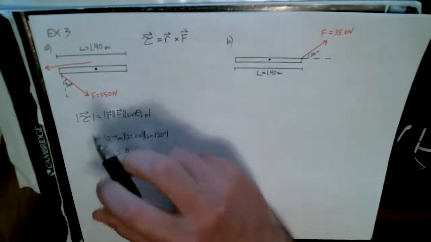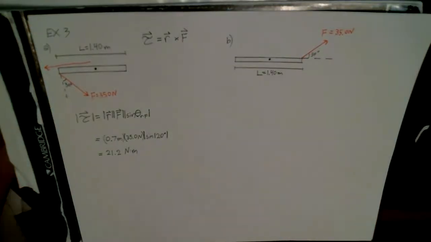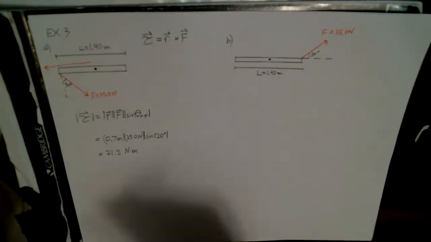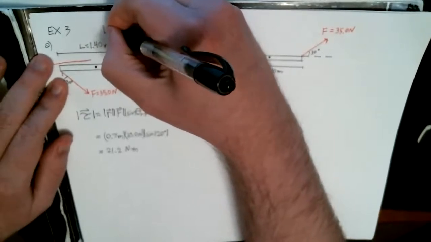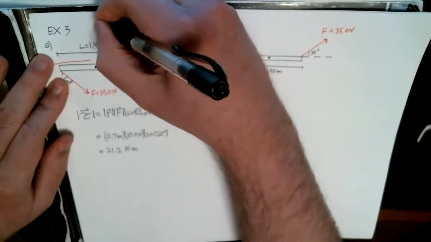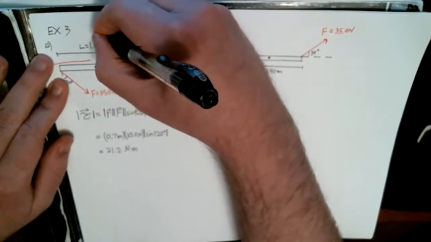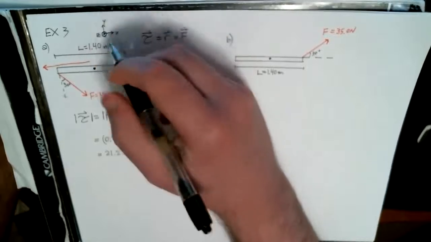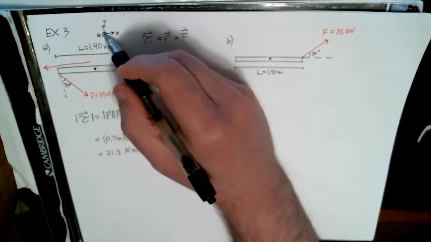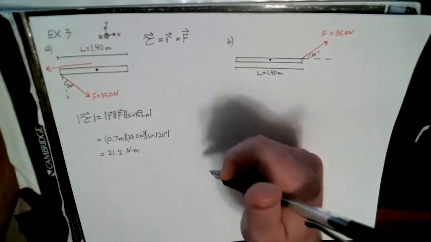Now that we've got the magnitude, we assign the direction using the right-hand rule. I should put my coordinate axis on here for one thing. I'll call to the right x, up y, and that means my positive z comes out of the page. Remember, a vector coming out of the page we denote as a circle with a dot in the center of it. So positive z comes out.